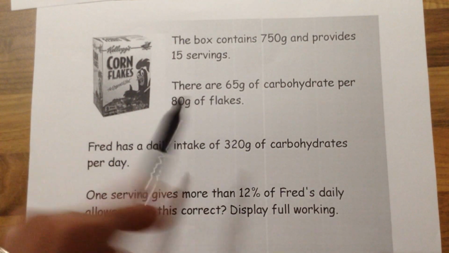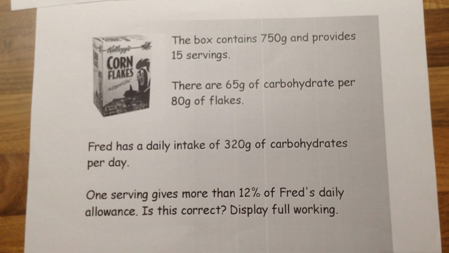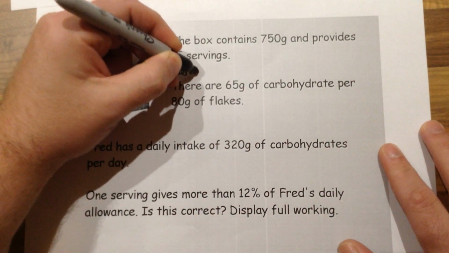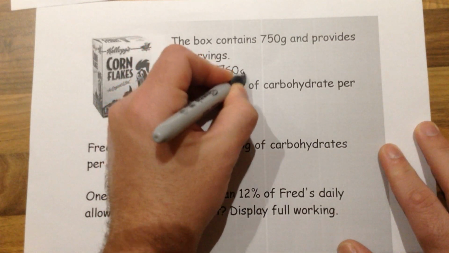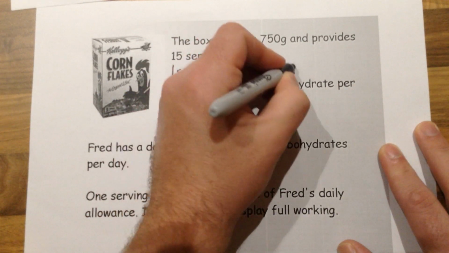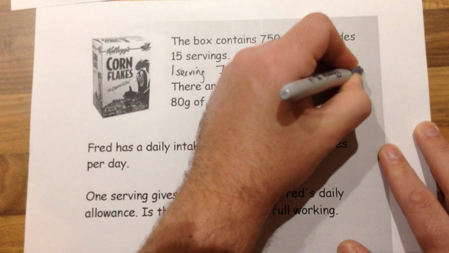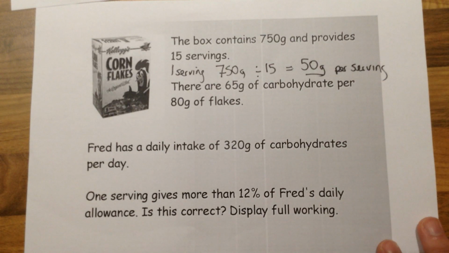So the first thing we've got, box contains 750 grams and provides 15 servings. So the first thing I would do before reading anything else is actually work out what one serving would give me. So in order to do that, 750 grams in the full box divided by 15 tells me that there's 50 grams per serving. So in every single bowl that you would make, you'd put 50 grams of cornflakes.